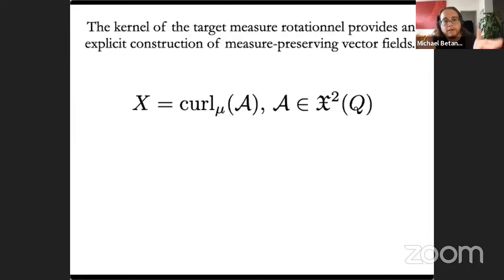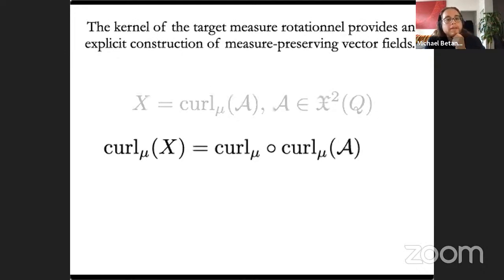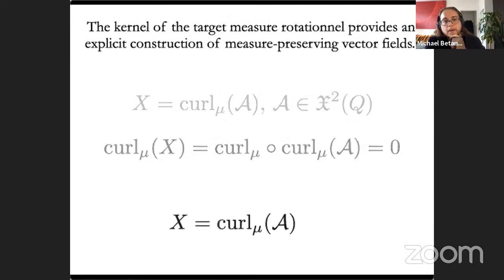The 2-vector here is called a potential because it parameterizes all the vector fields I could generate in this way. And then all of these vector fields have a very special property. The rotational applied to this vector field is just the rotational twice, which is 0. So any vector field of this form is measure preserving by construction.